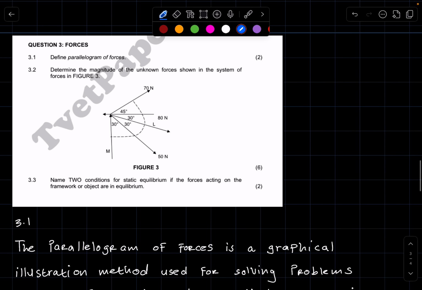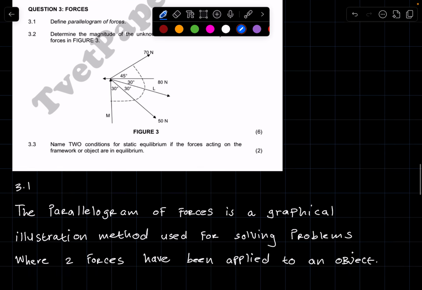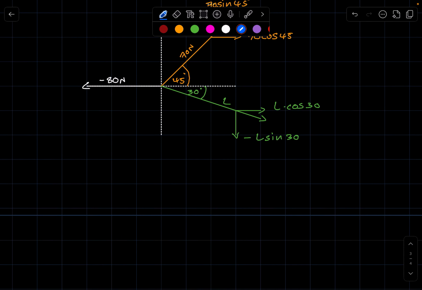Next one is the 50 newtons. It's headed in this direction, also in the fourth quadrant. Now the angle we are going to use is referenced from the x-axis. So from here to the x-axis is 30 plus 30, which is 60 degrees. So this one is somewhere here, headed in that direction, and this angle is 60 degrees.